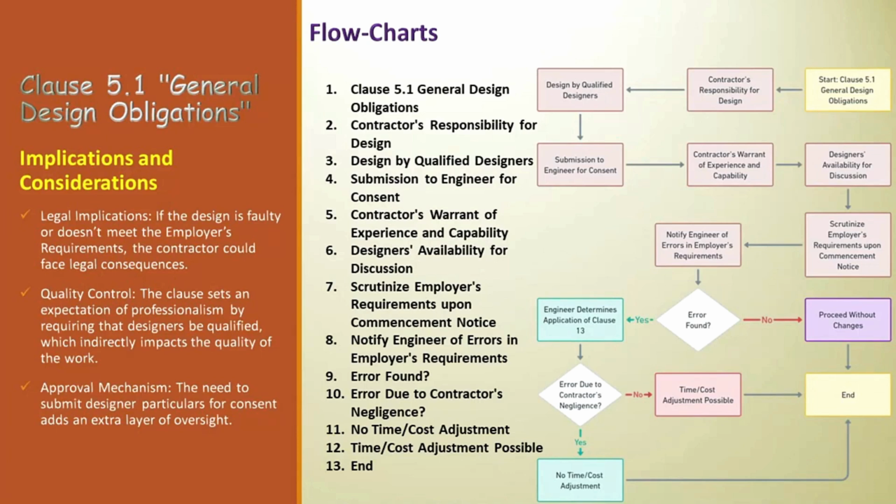Next is submission to engineer for consent. The contractor needs to get the engineer's consent for each designer and design subcontractor they plan to use. They do this by submitting the names and details of these professionals to the engineer. Next is contractor's warrant of experience and capability. The contractor guarantees that their designers and subcontractors are experienced and capable of designing the works.